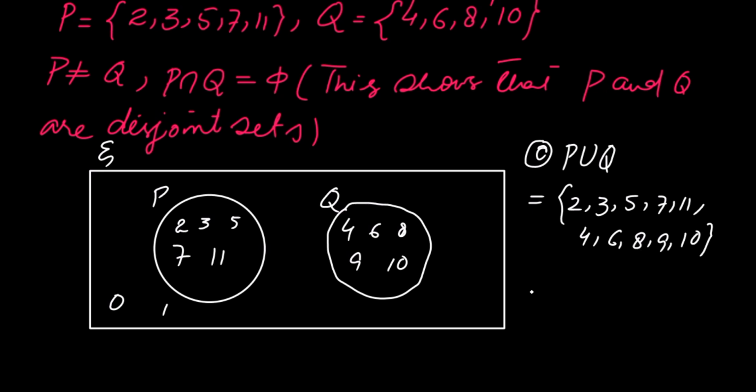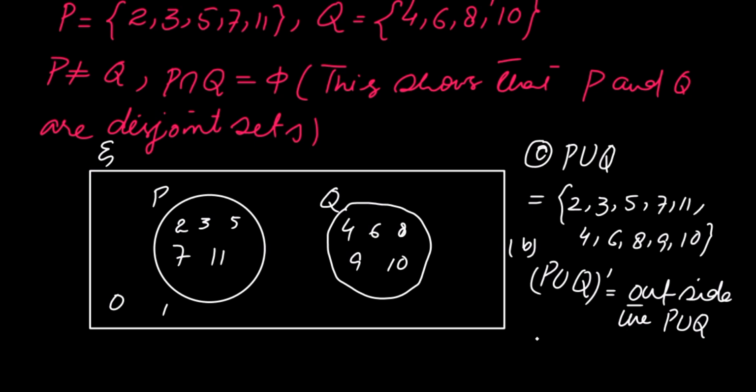The next one is P union Q complement. This set represents the elements outside P union Q. So there are only two elements outside P and Q, which are 0 and 1. So this is {0, 1}.